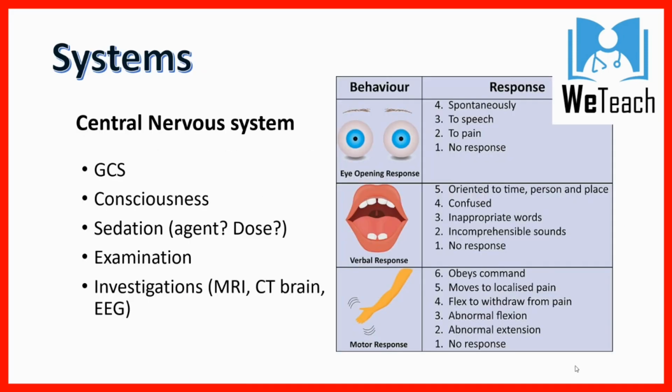And then you start going system by system, starting with the central nervous system, for example. You start with the GCS. Is the patient conscious or not? If they are sedated, what agents are we using to sedate them, and what doses? And then you talk about the clinical examination and investigations such as MRI, CT brain, or EEG.